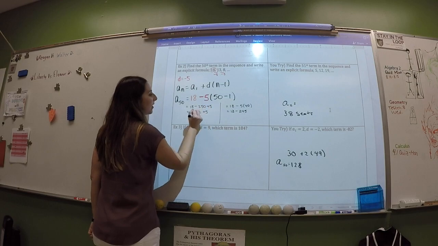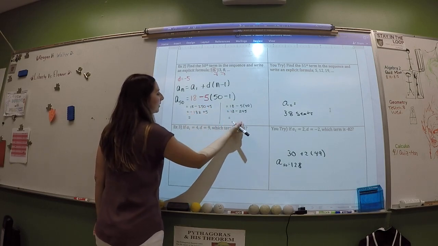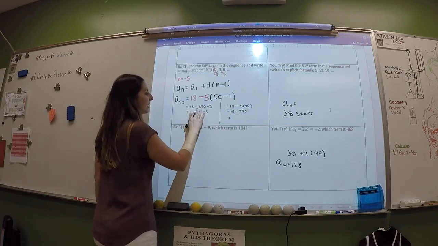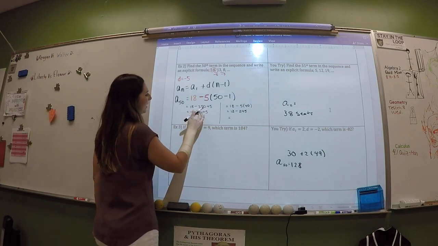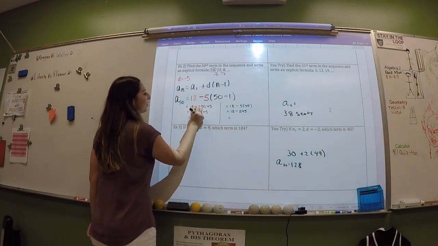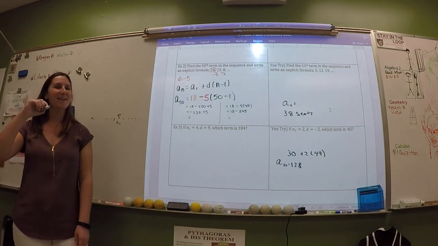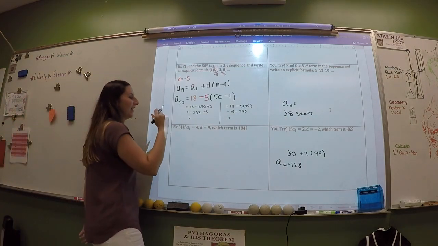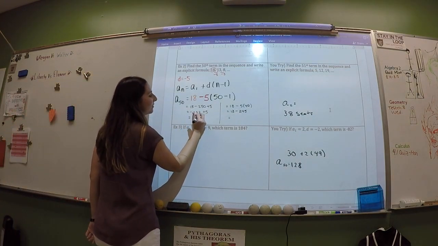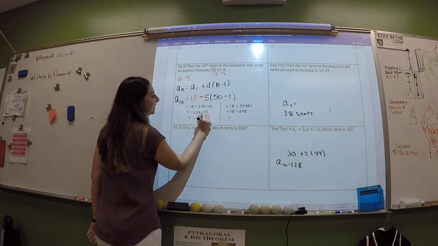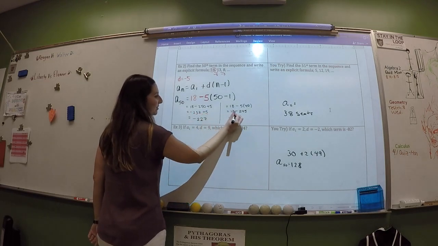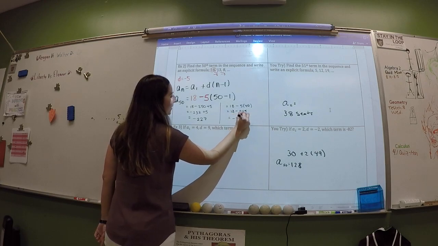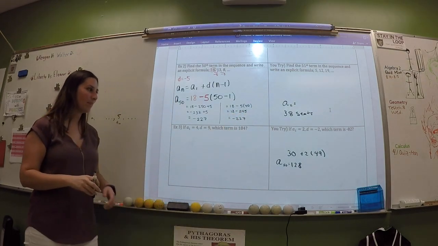That'd be negative 232, and then add 5, and so that's negative 227. This should also be negative 227. I would hope so.